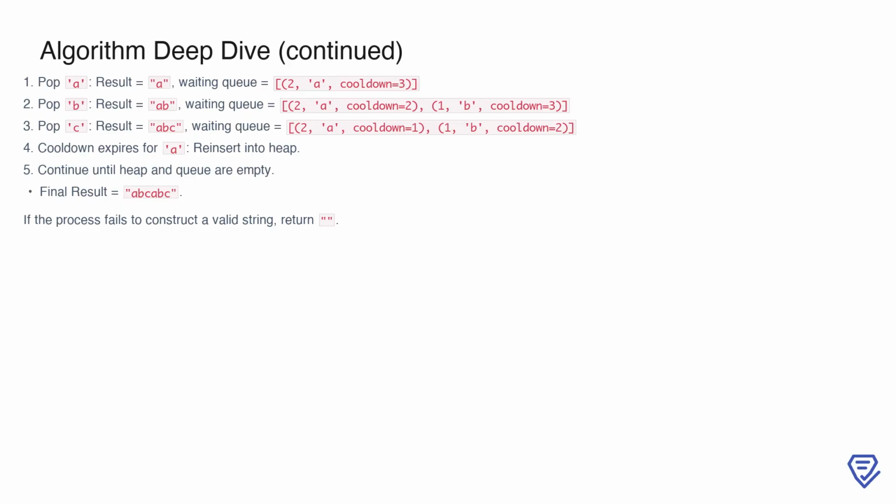Then, we pop c, append it to the result, and update the waiting queue. When the cooldown for a character expires, it is reinserted into the heap and processed again. This cycle continues until both the heap and queue are empty. The final result is "appcac". If at any point it had been impossible to construct a valid string, we would return an empty string instead.